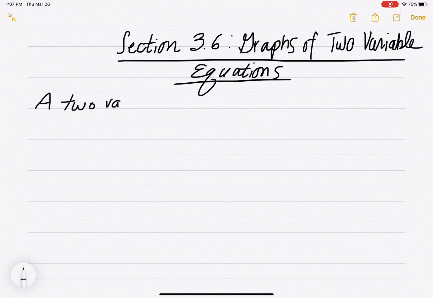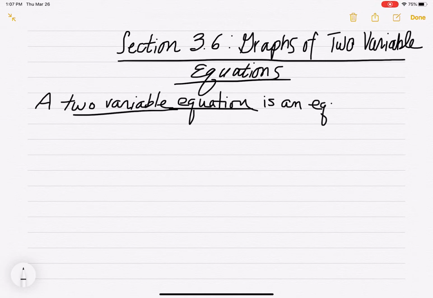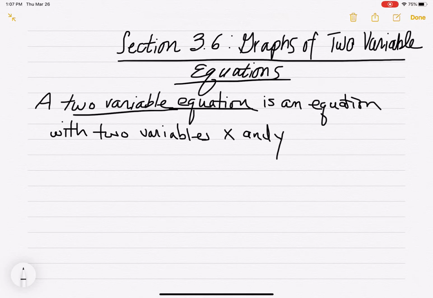So a two variable equation is an equation with two variables, let's say x and y. We've already seen some examples, like we saw the circle, right? The circle. So for example, the circle is a two variable equation.